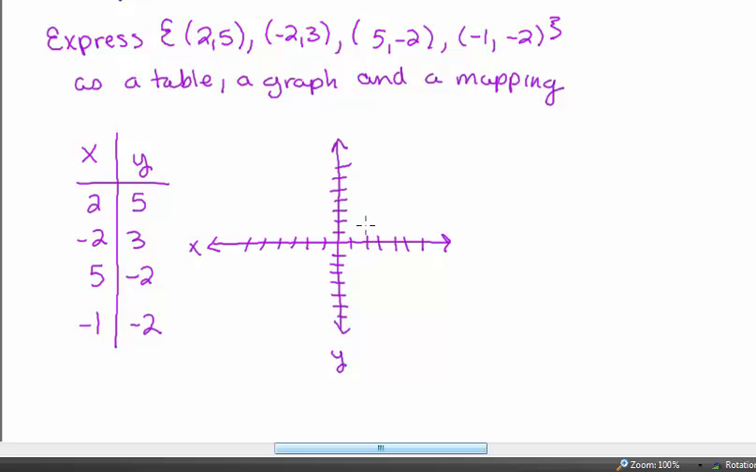So I have (2, 5), (3, 4), (5, -2), and (-1, -2). So there's my coordinate plane, and now for my map.